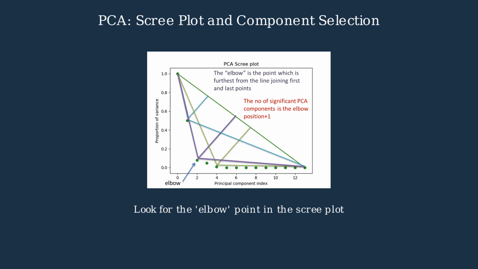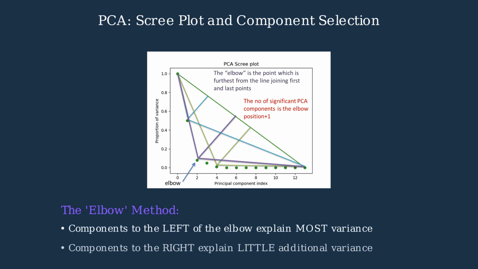The key to using a scree plot is identifying what's called the elbow point. The elbow is the point where the plot sharply changes from a steep curve to a more gradual slope. Components to the left of this elbow point explain most of the variance in your data. Components to the right of the elbow explain relatively little additional variance, which means they may not be worth keeping in your analysis.